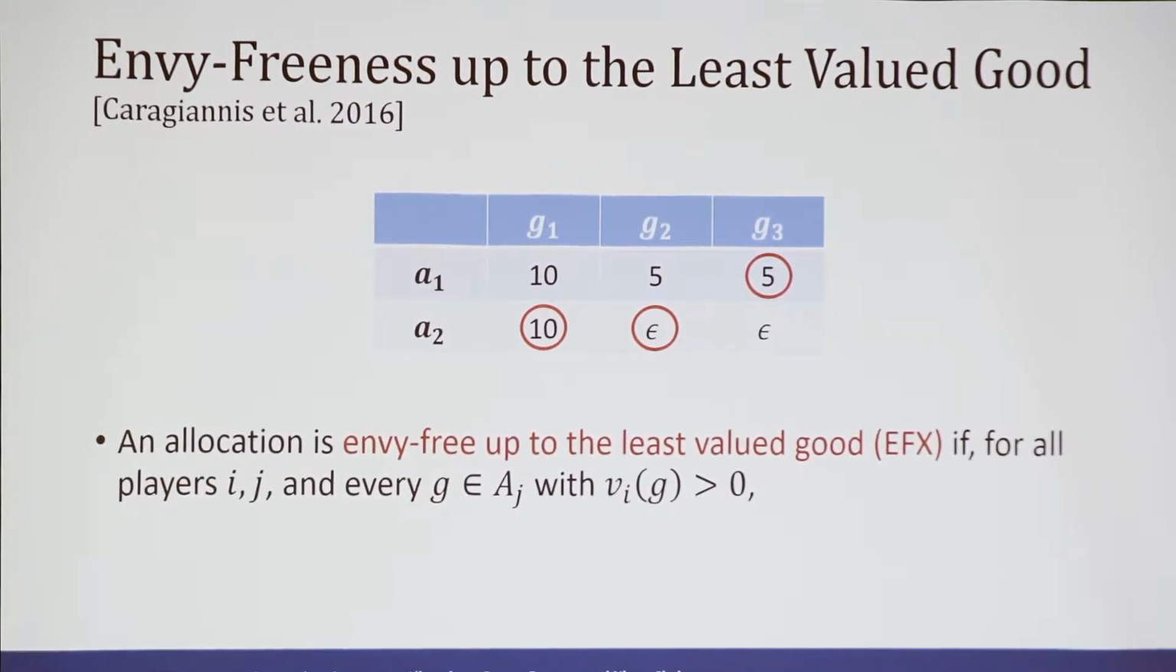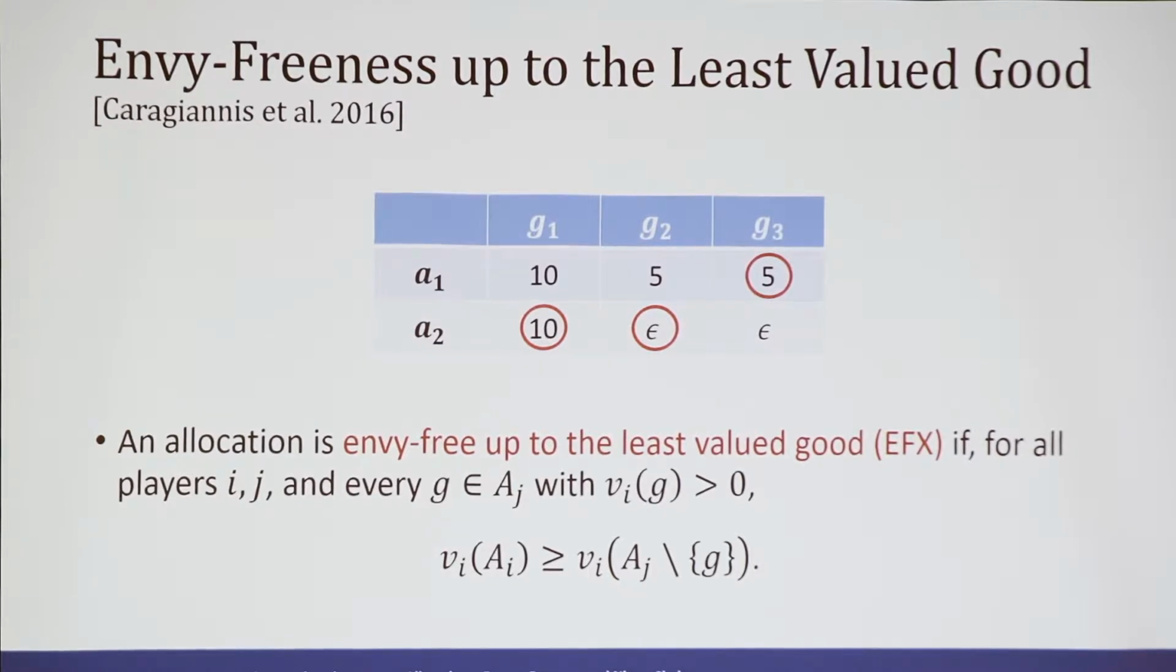So that kind of motivates this definition. An allocation is envy free up to the least valued good if for all players i and j, and this technical condition that says every good in j's bundle that i values positively, it should be the case that if we removed g from j's bundle, agent i no longer envies j. So we remove the envy by taking away any good we want.